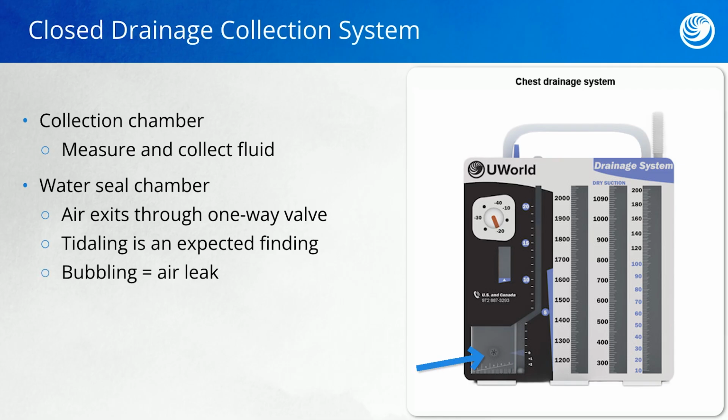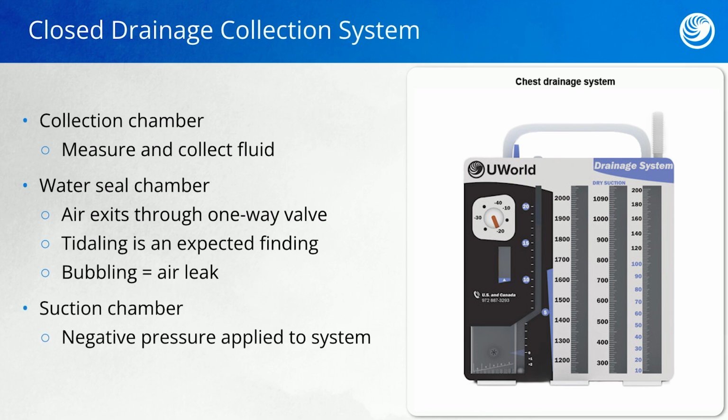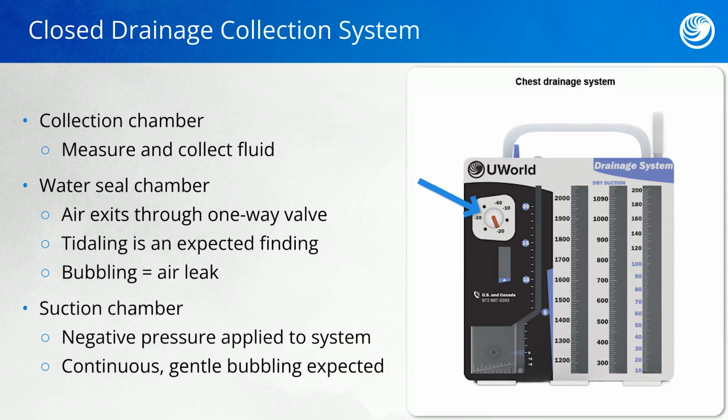You might also see bubbling, which can be indicative of an air leak. Now, keep in mind that continuous bubbling in the air leak monitor is bad, but if your patient coughs or stands up, you might see intermittent bubbling. The suction chamber is where their negative pressure is applied to the system. Now, if you have a wet seal chamber, that's going to be continuous bubbling. If you have a dry seal chamber, it won't. So make sure that you compare the two so you're ready.